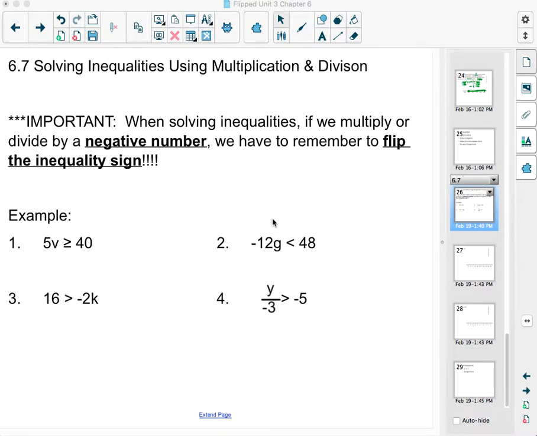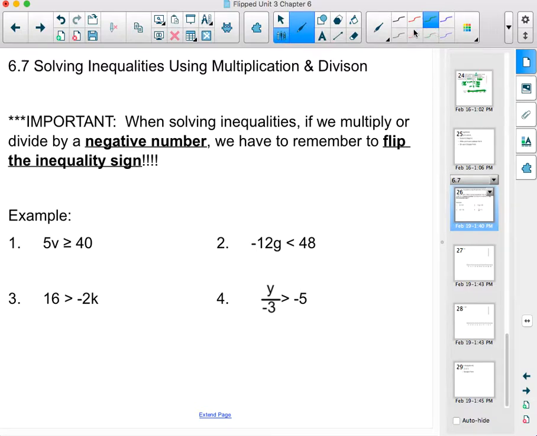This is our video for Chapter 6, Lesson 7, and it is going to be a quick one. This is about solving inequalities using multiplication and division. When we talk about solving inequalities, you've already done this with adding and subtracting. We're just adding the element of multiplying and dividing. Seems easy enough, but there is something that's a little bit tricky.